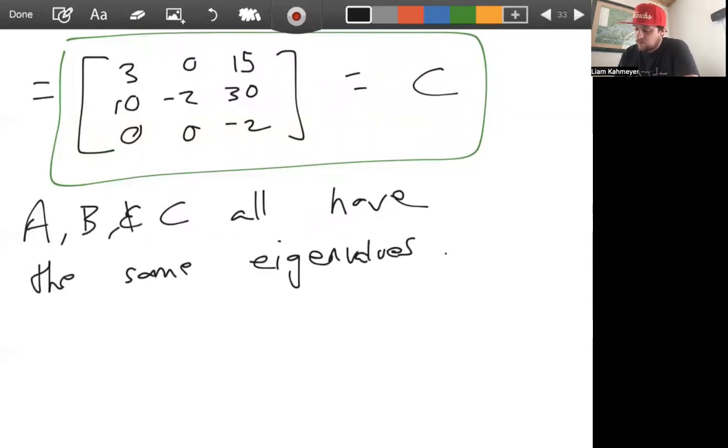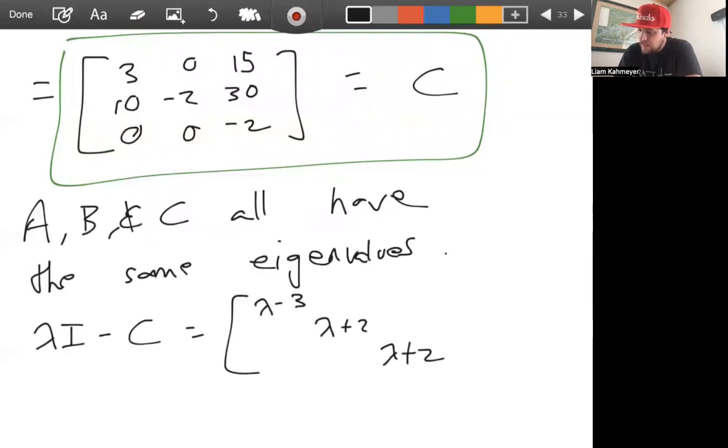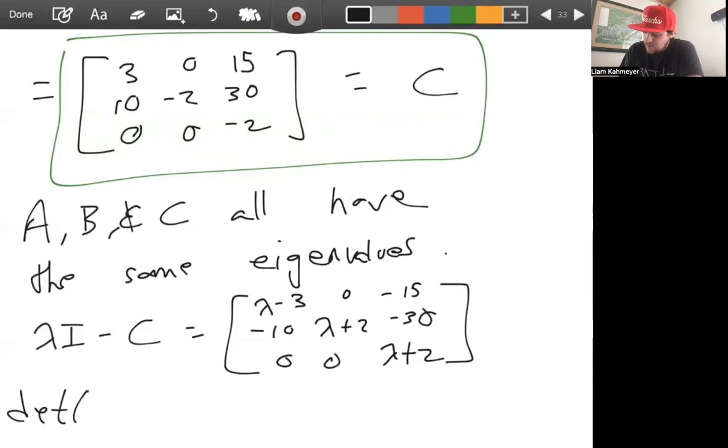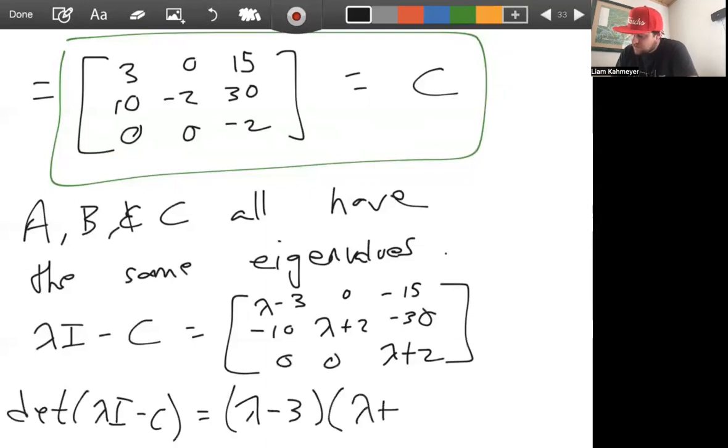So what do we need to do here? Well, to find the eigenvalues, we could just calculate lambda I minus C, which is going to be lambda minus 3, 0, negative 15, negative 10, lambda plus 2, negative 30, 0, 0, lambda plus 2. When we take the determinant of lambda I minus C, that's just going to be lambda minus 3 times lambda plus 2 quantity squared. If you see, you take the determinant, the only term that's not going to vanish is the very first product there, right?